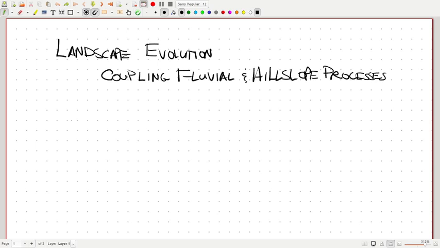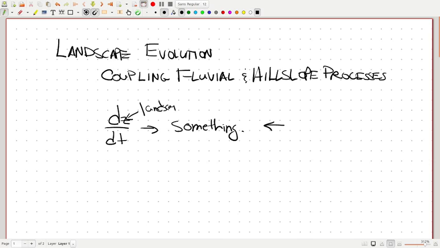So let's get started. What we want to know is an equation that relates the change in elevation over change in time to something. This is going to tell us how a landscape evolves, because evolution of a landscape is the change in elevations. So landscape, we can think of this as terrain, or equivalently topography, and this is time. So it's the evolution of topography over time.